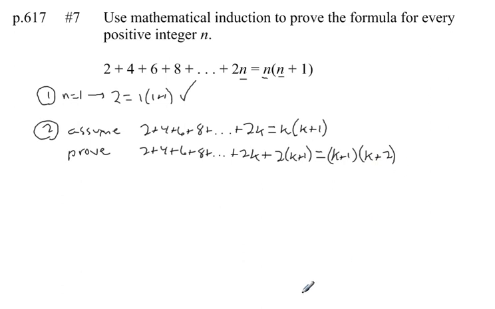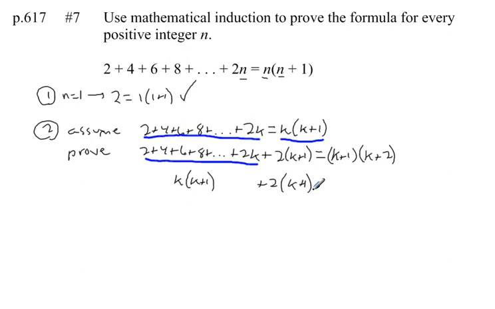Okay, now this next step here, here's the tricky part. This is the key to induction. Notice, all of this here is equal to k times k plus 1. So all of this down here, we can substitute k times k plus 1. So let's do that. k times k plus 1. And then we'll bring everything else down. Plus 2 times k plus 1. We want to show that that's equal to k plus 1 times k plus 2.